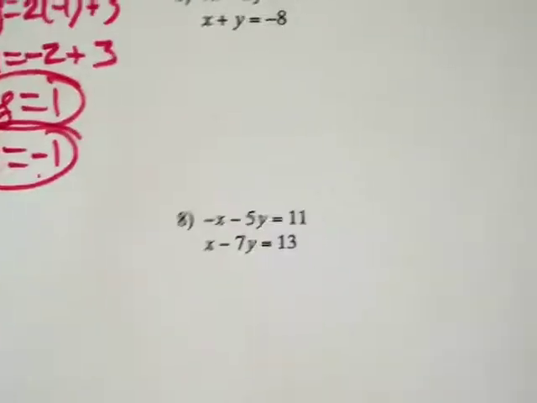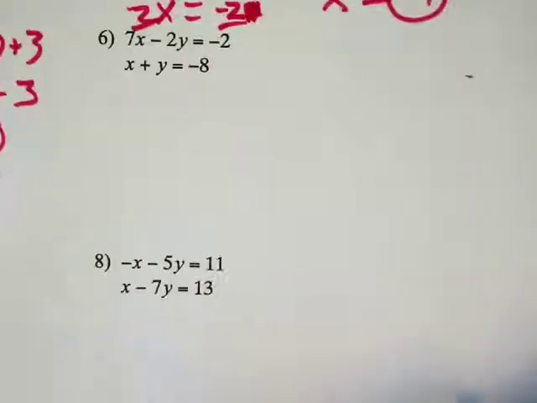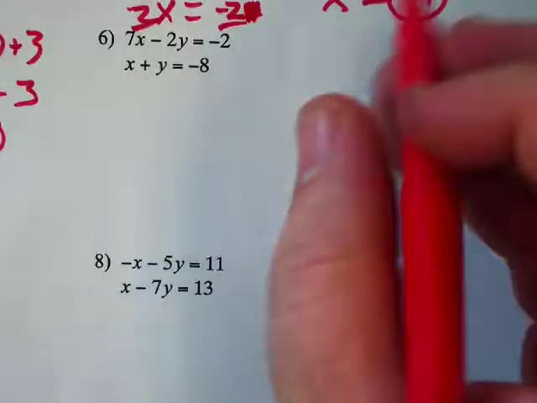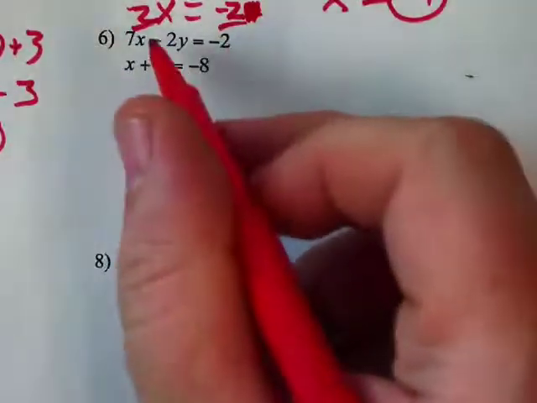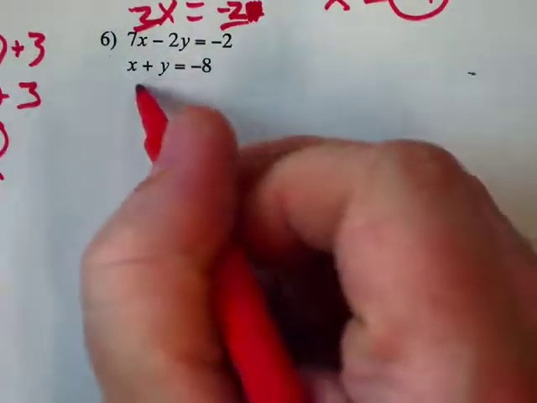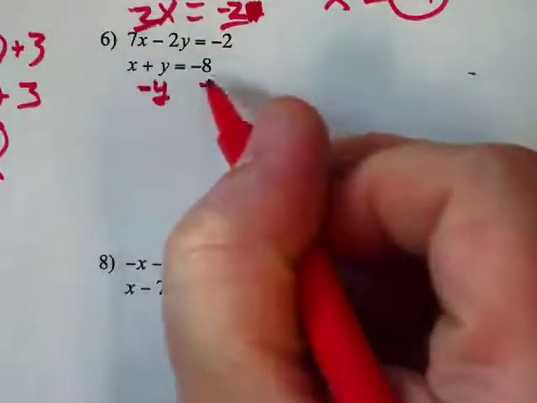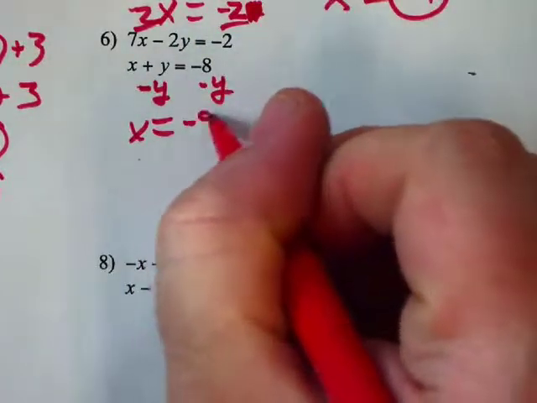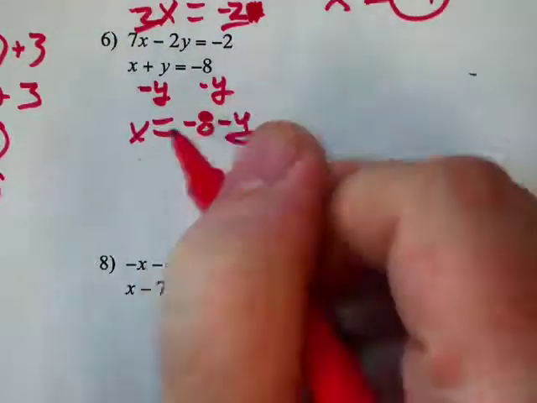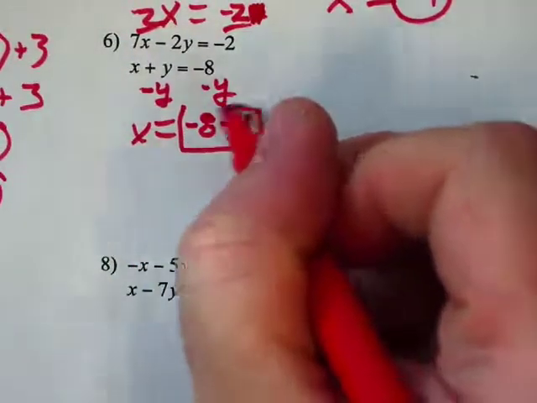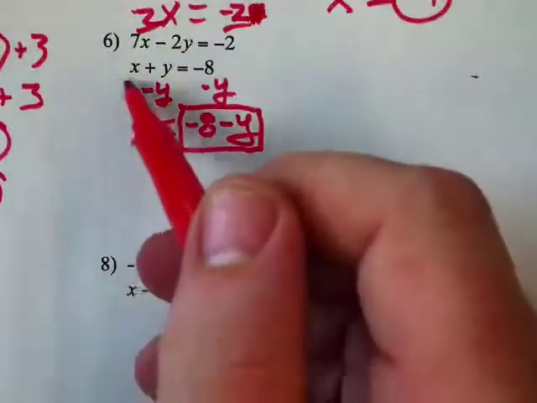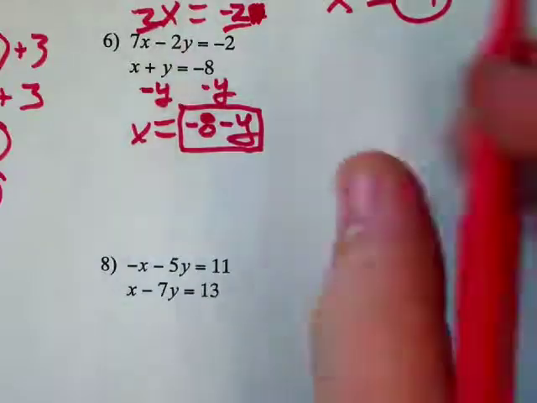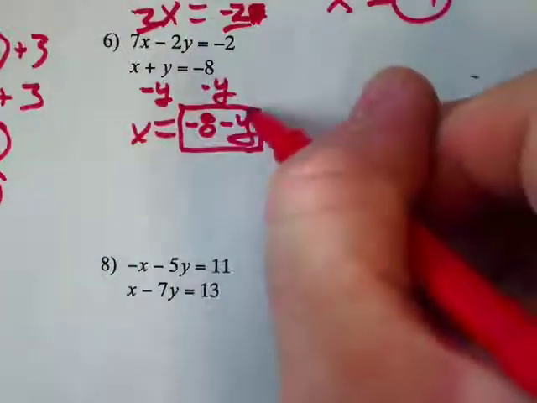Okay, number 6. In number 6, we don't have a y equals anywhere or an x equals, so we have to manipulate one of these. If we look right here, what if I do minus y? I get x equals negative 8 minus y. Now I have a box for x. So I'm doing it that way. You could have subtracted the x and have y equals negative 8 minus x. Same thing.